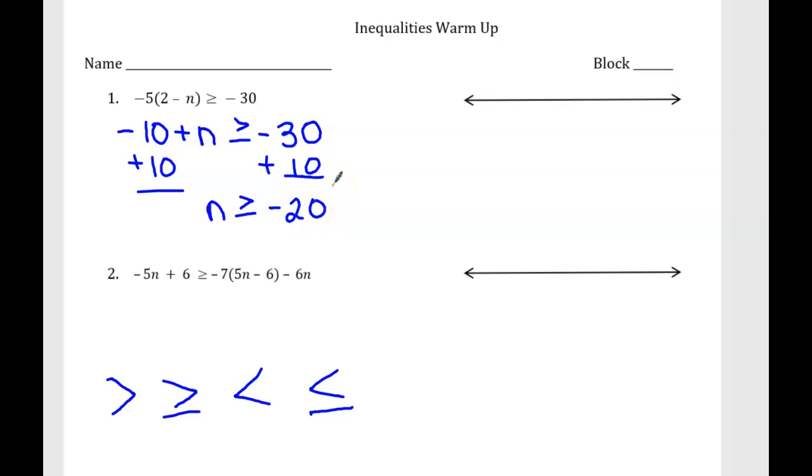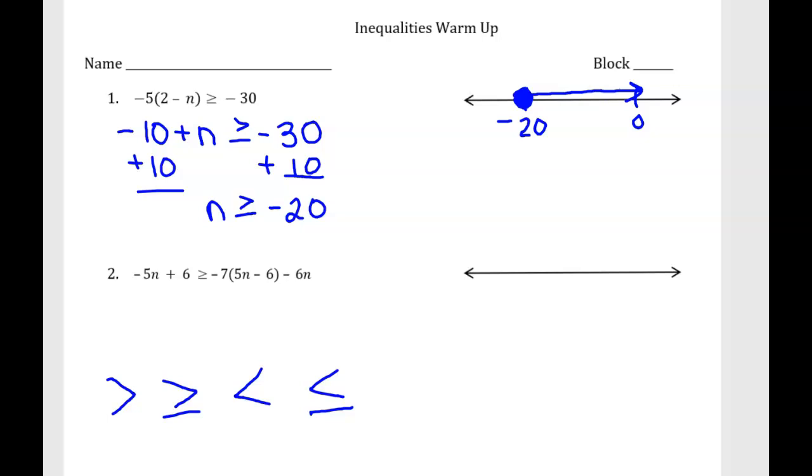All right, so if I graphed it on a number line, if this was 0, this would be negative 20. Remember, since it's greater than or equal to, I would make a circle and then I would color it in because of that equal sign. And greater than would be all the values to the right. Okay, so any of the values above that line, including negative 20, would satisfy that inequality.